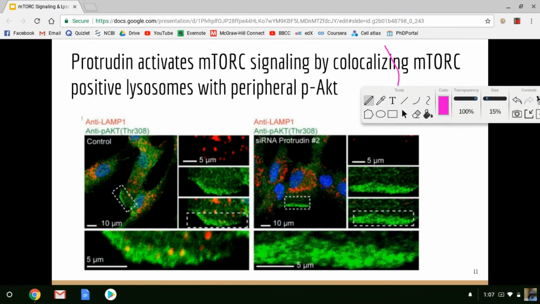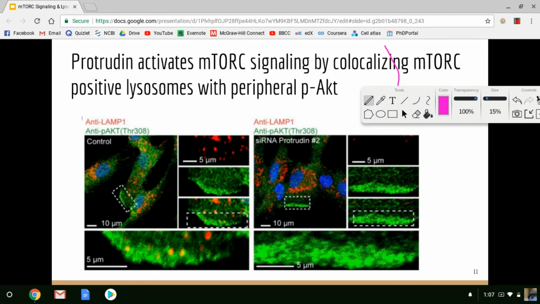Protrudin activates mTORC signaling by co-localizing mTORC-positive lysosomes with peripheral phosphorylated, activated AKT. We discussed earlier how AKT activates mTORC, and the problem with that comes down to physical location, because AKT is activated on the membrane, while mTORC can be dynamically shuttled between the perinuclear region and the peripheral membrane area.